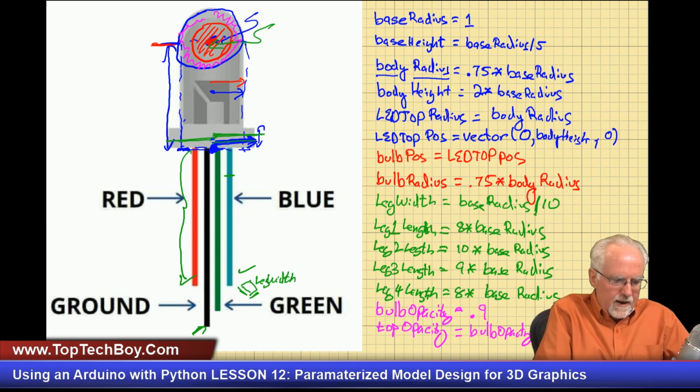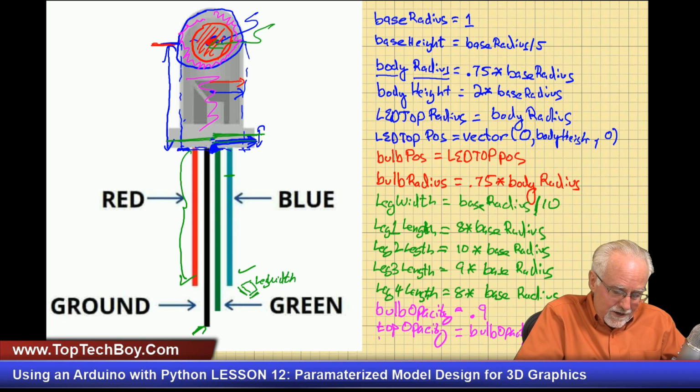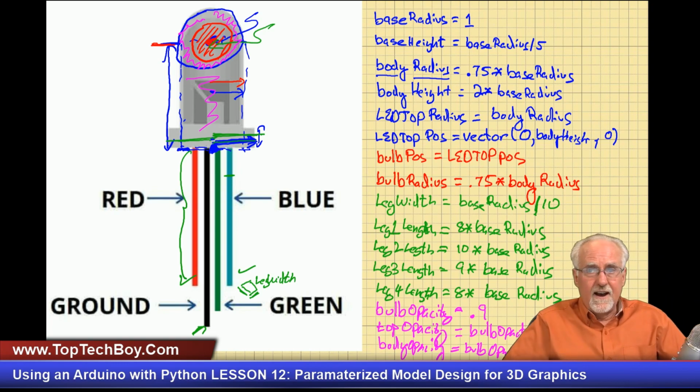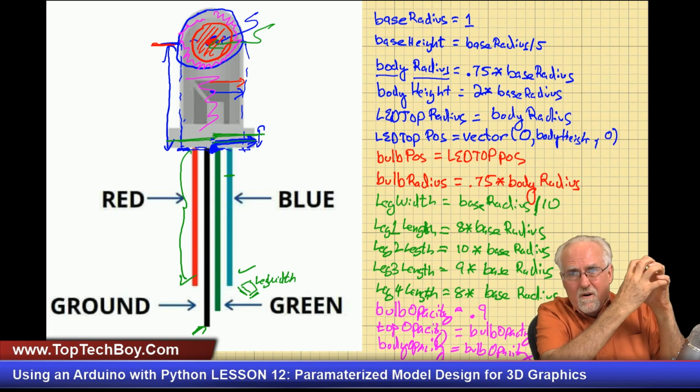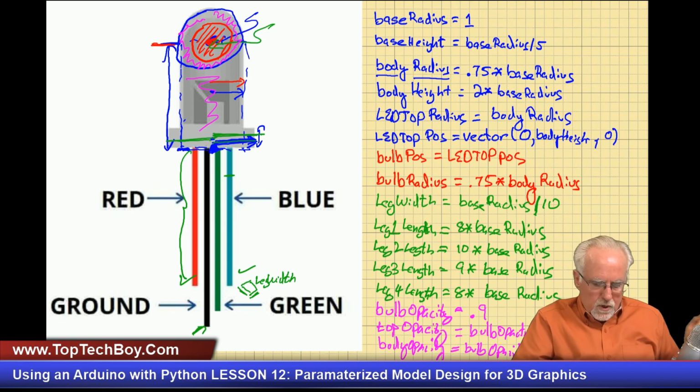All right, now I also need the body opacity, and I'm running out of space here, aren't I? Body opacity is going to be equal to the bulb opacity, let's make it even more, like divided by 5. So the body opacity is the bulb opacity divided by 5. So that top part is going to be almost solid, and then more transparent, and then even more transparent.